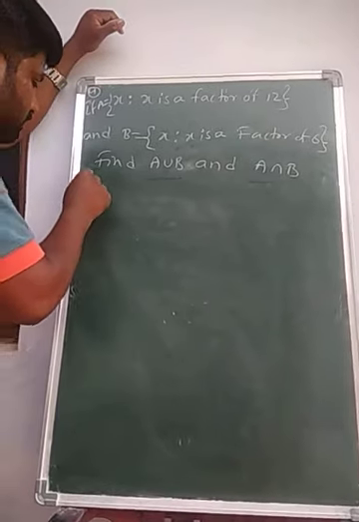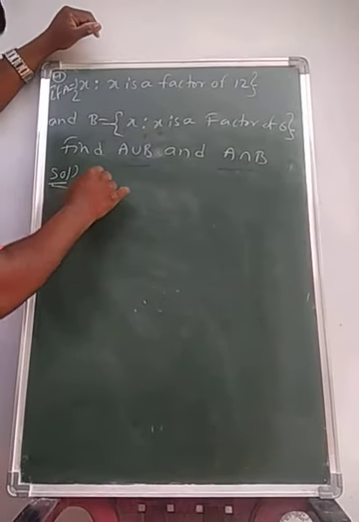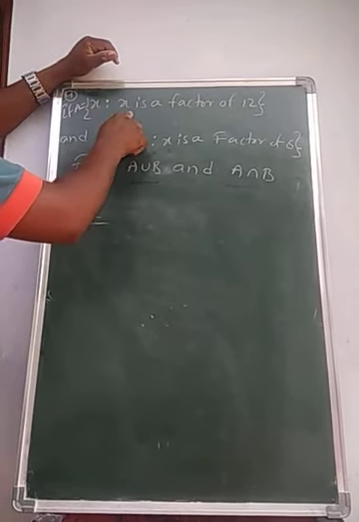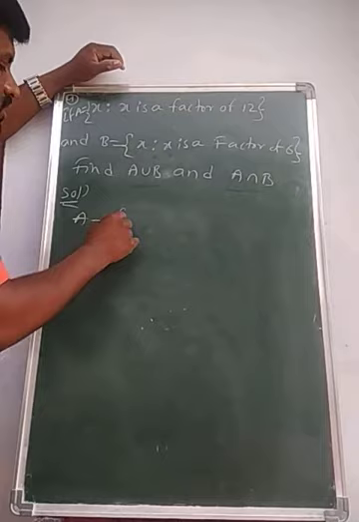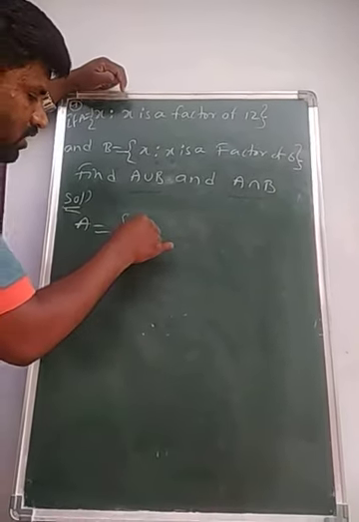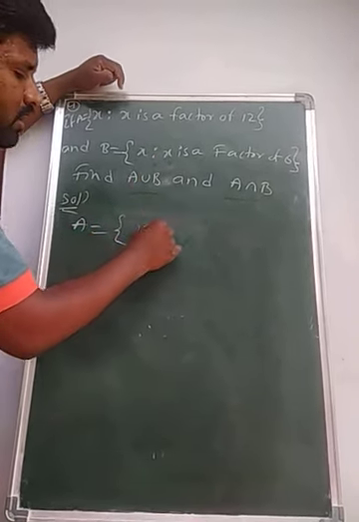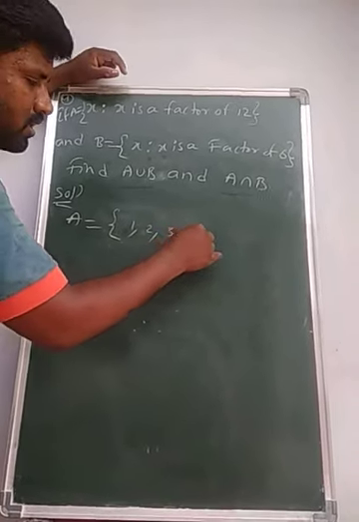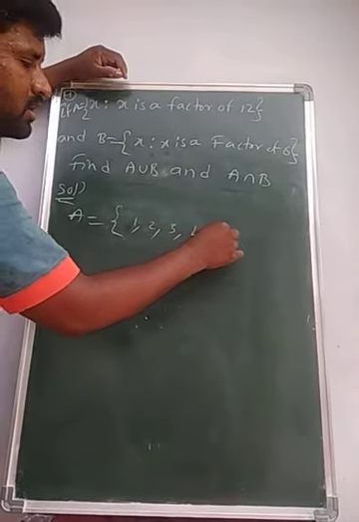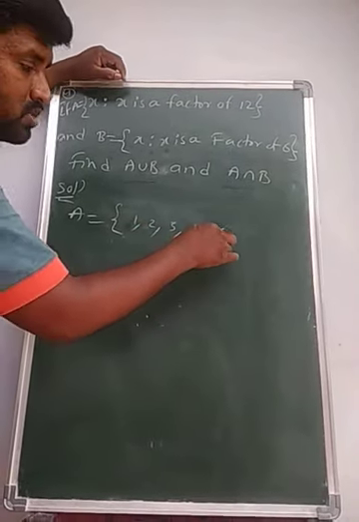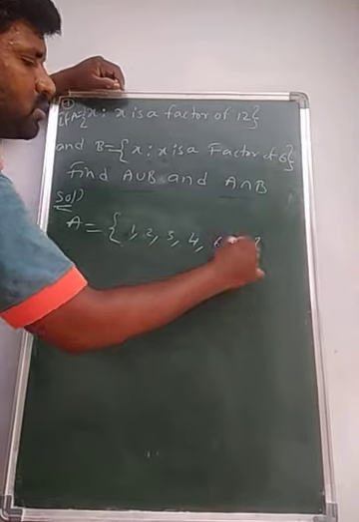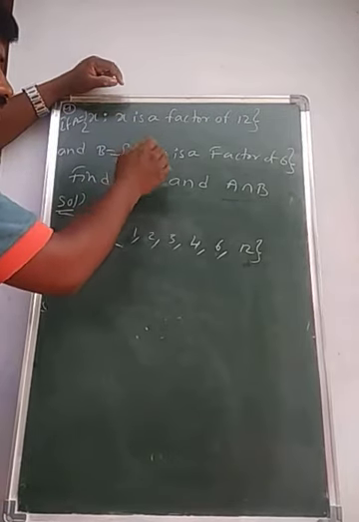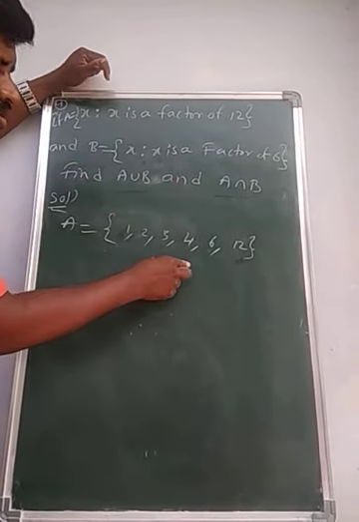Now see, set A is equal to {x such that x is a factor of 12}. What are the factors of 12? We know that 1 × 12 is 12, 2 × 6 is 12, 3 × 4 is 12, 4 × 3 is 12, 6 × 2 is 12, and 12 × 1 is 12. So these are the factors of 12. I have written the set builder form in roster form.